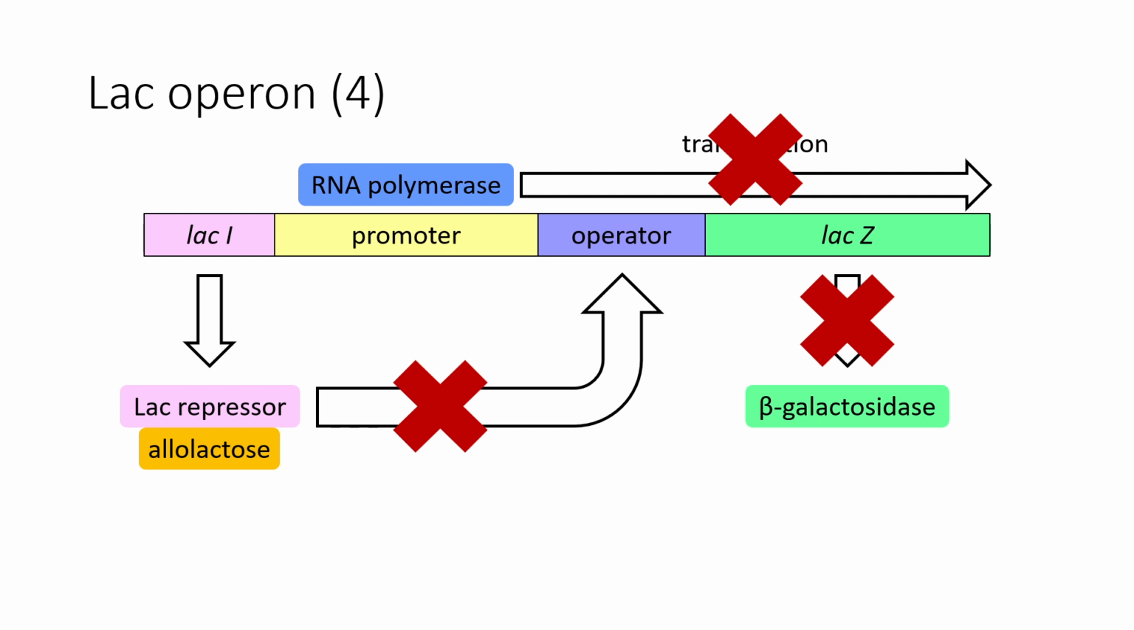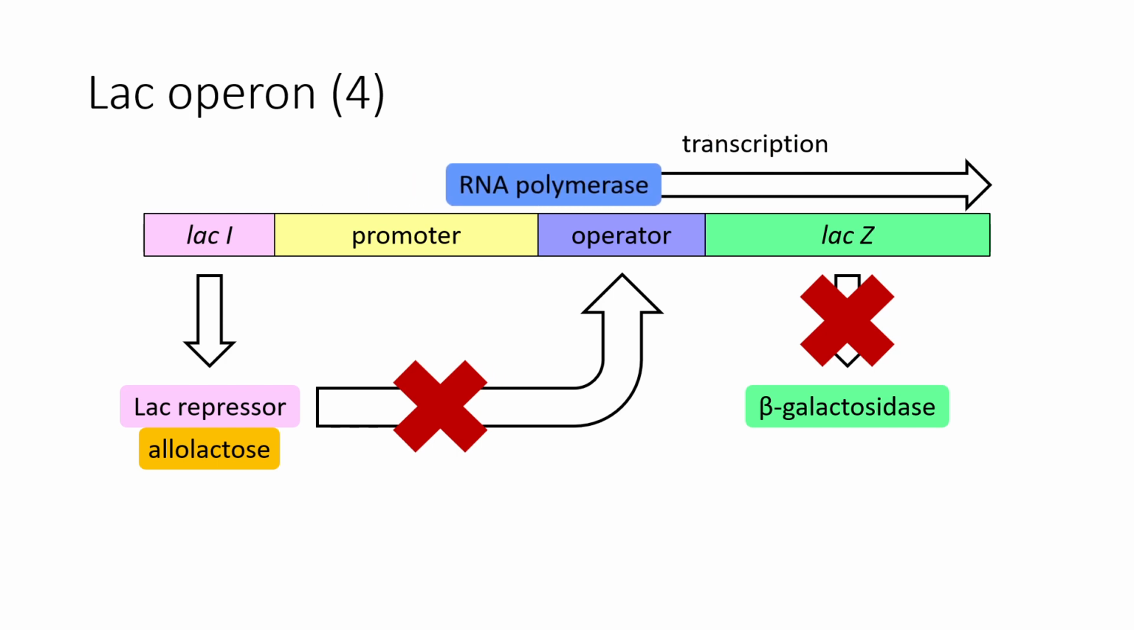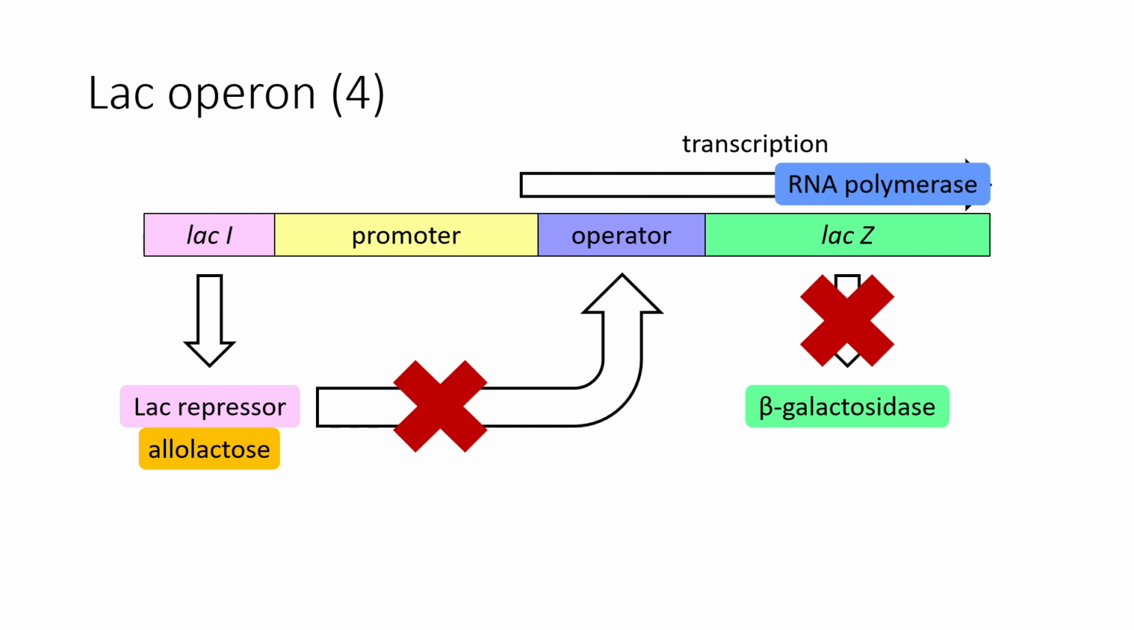And so if the lac repressor is no longer blocking the operator region, now the RNA polymerase is free to go on and transcribe the LAC-Z gene, which then makes RNA available to get translated into beta-galactosidase. And now beta-galactosidase is there and is able to break down the lactose in the environment. Bacteria can use it to make more energy for itself and go on and live its life.